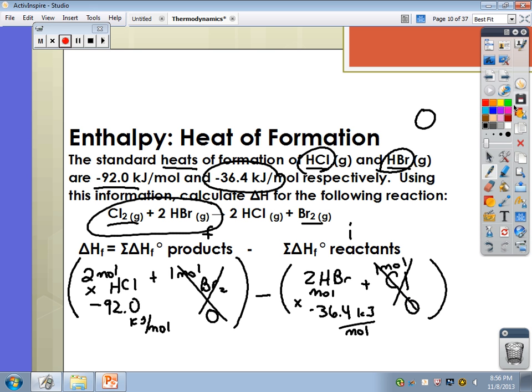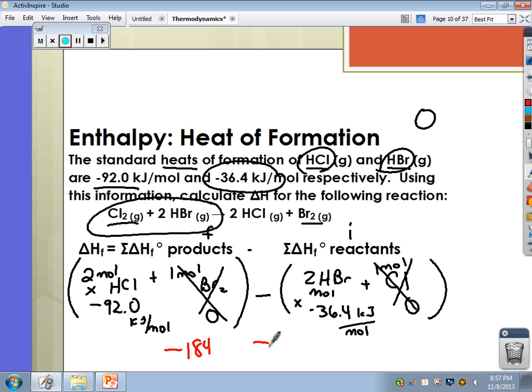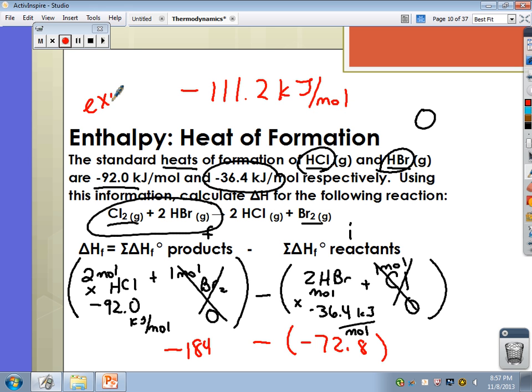Sorry, guys. I now have negative 184 kilojoules per mole minus a minus 72.8 when I do my math. And when I do negative 184 kilojoules per mole minus a minus 72.8, my value is negative 111.2 kilojoules per mole. And if I asked you what the overall enthalpy was, you would tell me that this is an exothermic reaction because you have a minus sign right here.